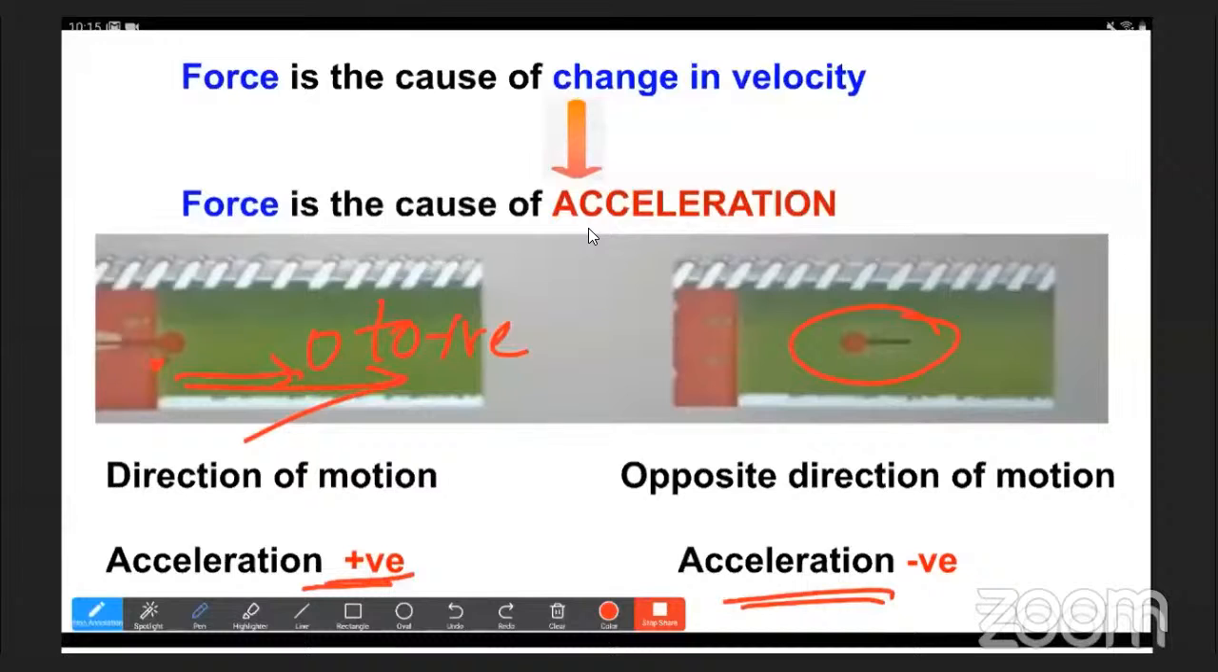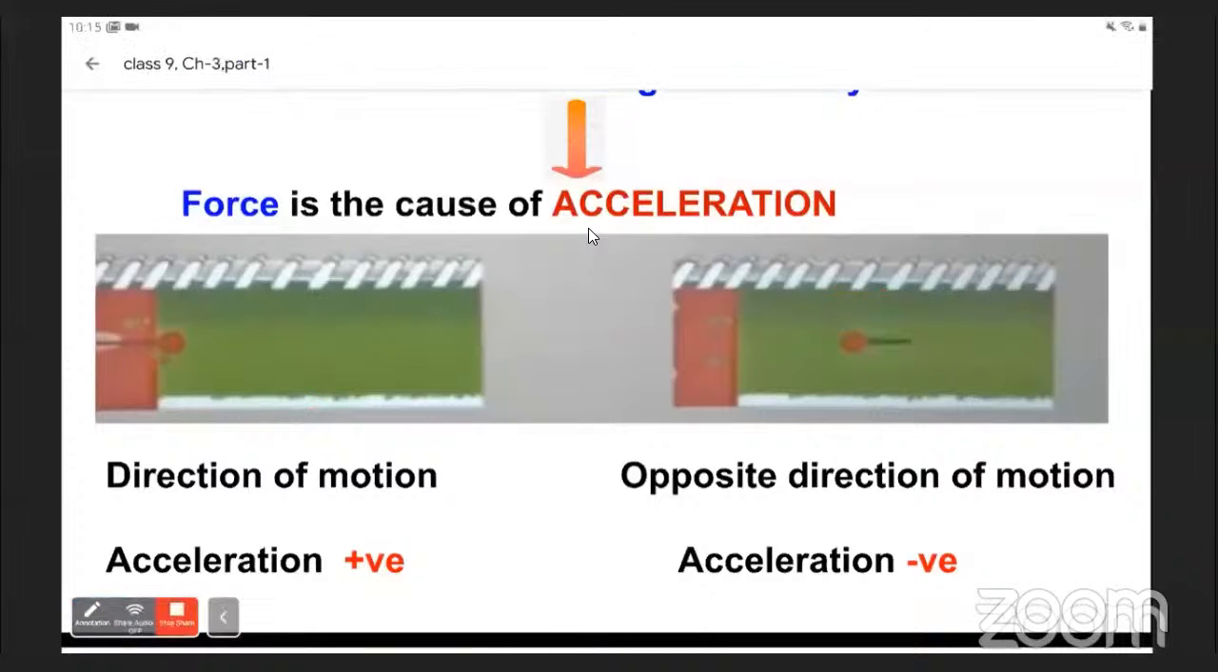In the second case, the velocity decreases. Right? So when the object is in motion, it will have some velocity. But here, an external force is applied to this object in the opposite direction. Then the object comes to a stop. There the velocity comes to 0. That means here the acceleration is negative. Here both the applied force and the frictional force are in the opposite direction, right? So we can say that the acceleration is negative.